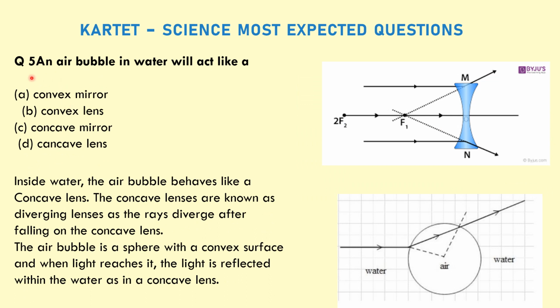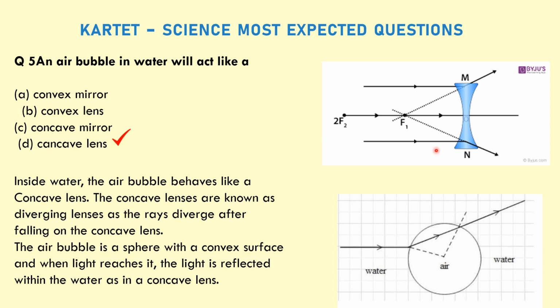Let us see next question. An air bubble in water will act like a: option A, convex mirror; option B, convex lens; option C, concave mirror; option D, concave lens. Here the correct answer for this question is that it will behave like a concave lens.